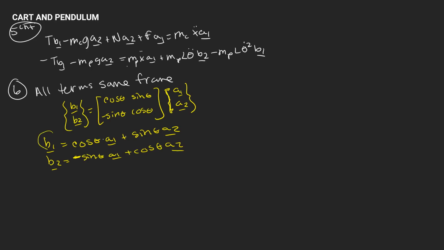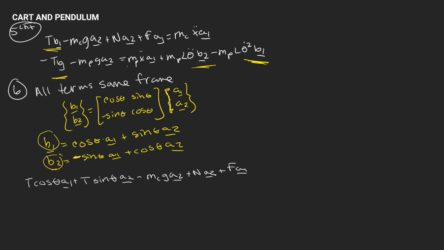And so now we just plug those in where necessary, right? So here, here, here, and here. We rewrite this first equation as T cosine theta A1 plus T sine theta A2, and then everything else is in terms of A1 and A2 already, so that one's quite easy. N A2 is F A1 plus m_c x double dot A1.